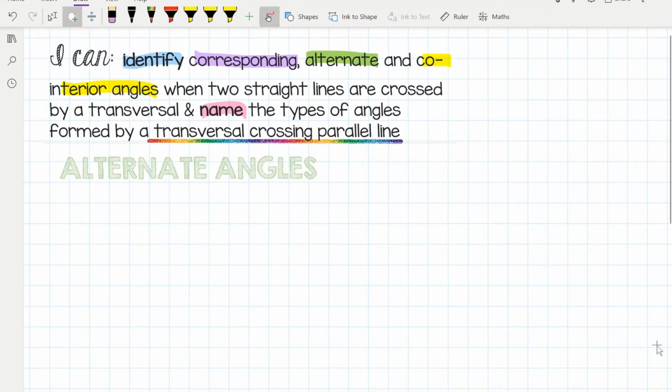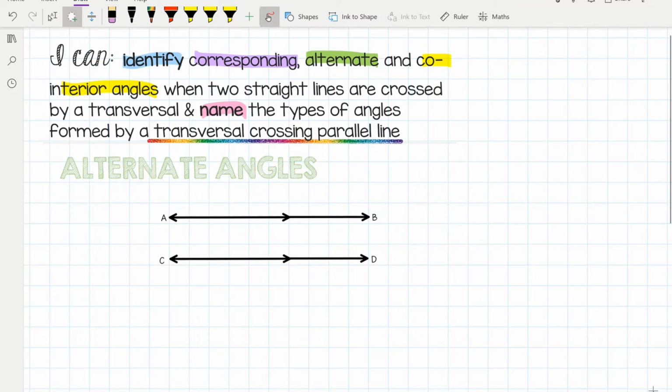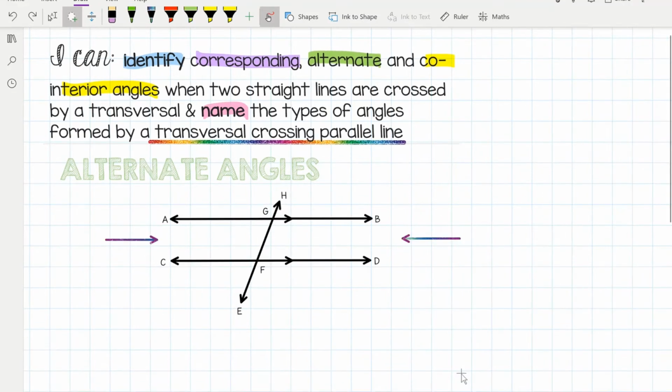Now that we know this, we can look at how alternate angles are formed by a transversal crossing parallel lines. Here we have a set of parallel lines, and we're going to cross them with a transversal like this, which we will call line EH. We've now formed angles and need to label the vertices F and G. Alternate angles sit inside the parallel lines, and if I draw them in for you here, you can see that they are on opposite sides or alternate sides of the transversal.